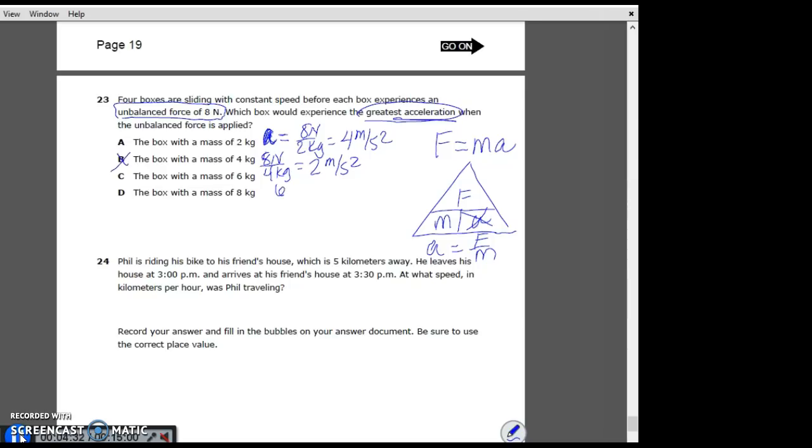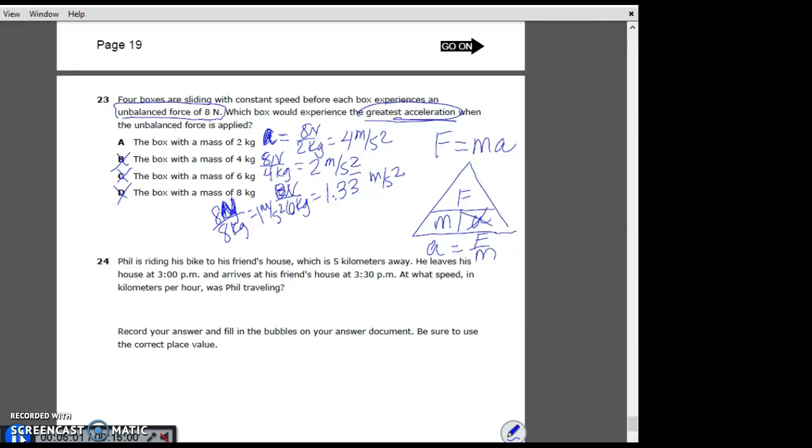Then we have 8 newtons divided by 6 kilograms equals 1.33 repeating meters per second squared. That's, again, smaller than 4, so that's not our answer. And this last one, we have 8 newtons divided by 8 kilograms, giving us an acceleration of 1 meter per second squared, smaller than 4, so this is not our answer.